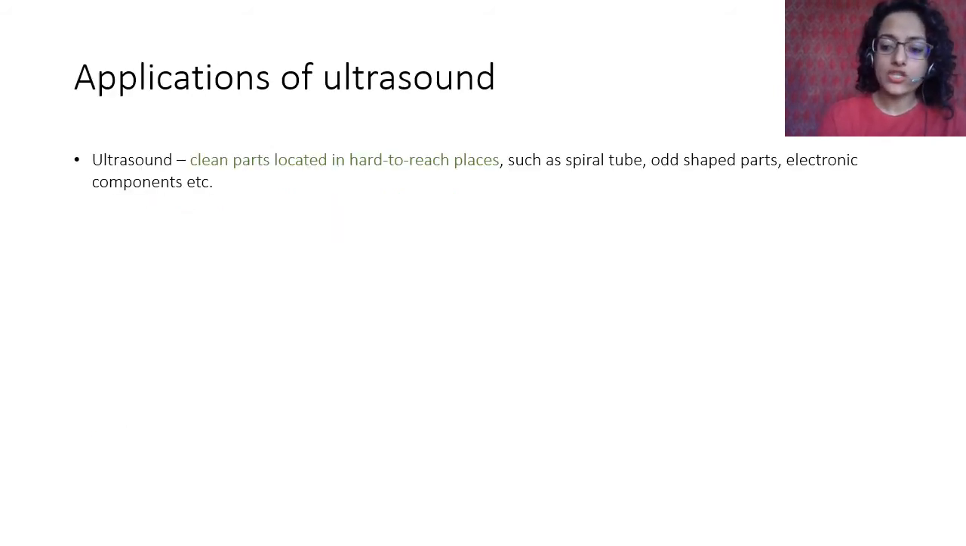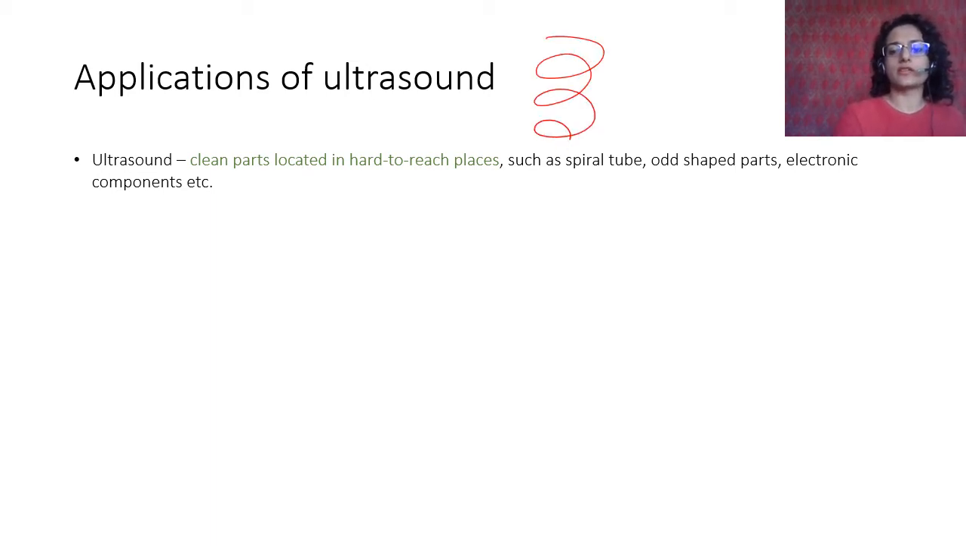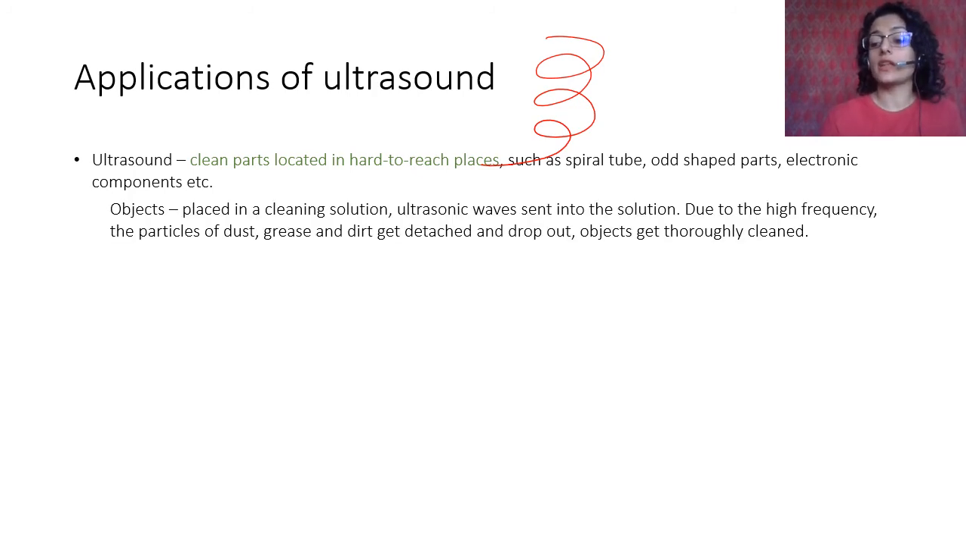So what are the applications of ultrasound? Now we have applications that infrasound is not, I don't know if it is very useful for us, but ultrasound has been very useful for us. So ultrasound can be used to clean parts located in hard to reach places such as spiral tubes, odd shaped parts, electronic components. For example, if you have a tube like this, how are you going to clean this? There is no brush that can go inside and clean it. So there is something called ultrasound that can clean it.